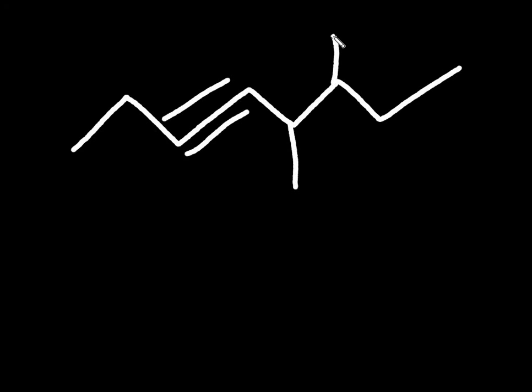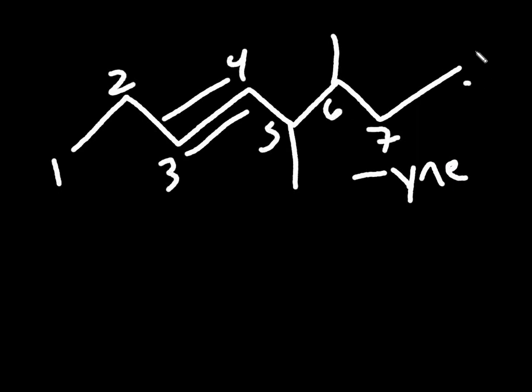The only difference is the ending. We had alkane, A-N-E, alkene, E-N-E. For alkyne, it's just Y-N-E. Okay, so let's count this out. We have 1, 2, 3, 4, 5, 6, 7, and 8. Remember, best to start on this side here. That's where the alkyne is.